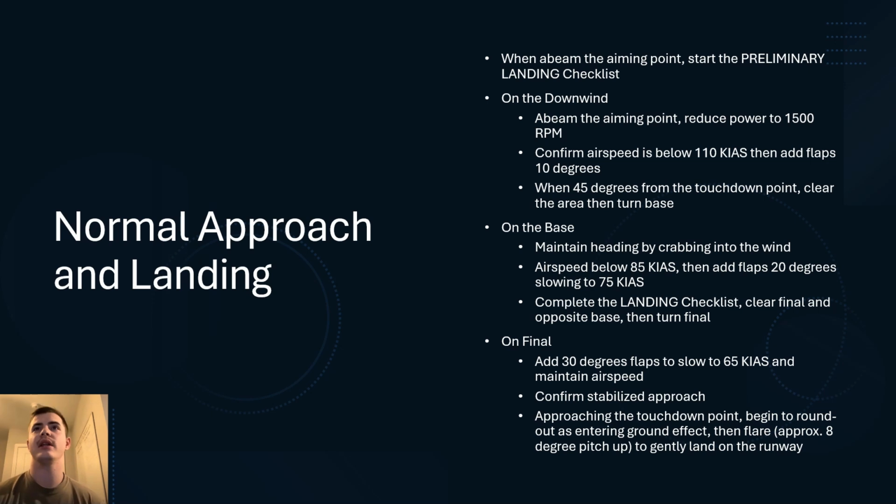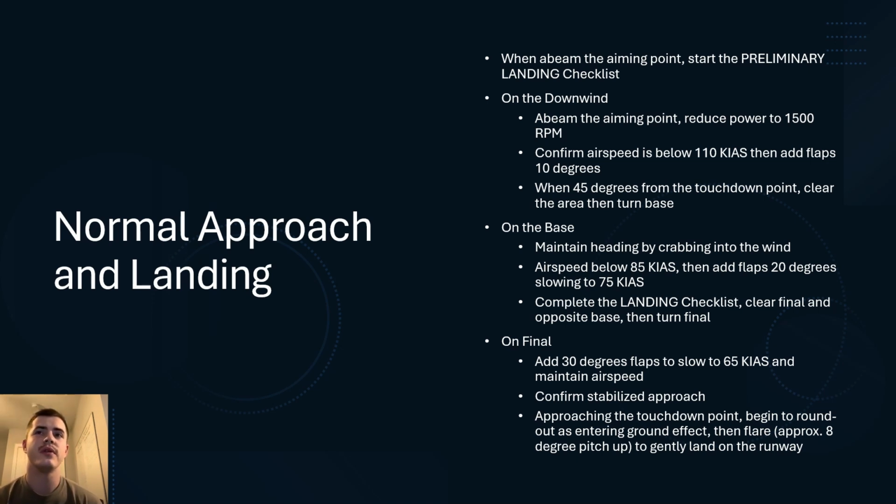So our normal approach and landing: when we are abeam the aiming point, we want to start the preliminary landing checklist. Abeam means when we are directly 90 degrees from our aiming point. On the downwind, when we are abeam our aiming point, we want to reduce the power to 1,500 RPM. We want to confirm that the airspeed is below 110 knots, and then we are going to add flaps to 10 degrees. We do this to start our descent, and when we are on the downwind, we want to lose roughly 200 feet to 300 feet.